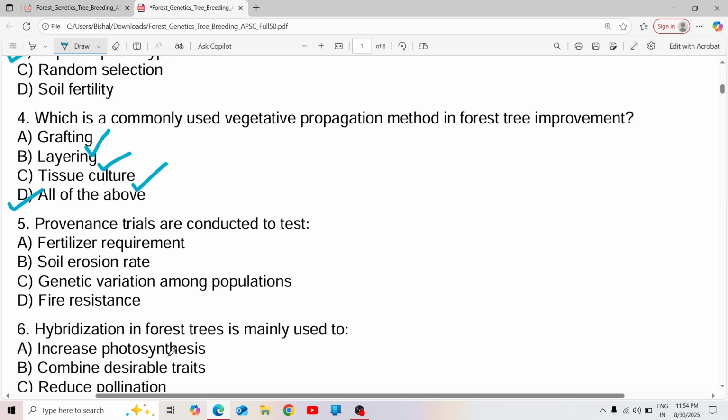Question number 5. Provenance trials are conducted to test option A, fertilizer requirement, soil erosion rate, genetic variations among populations, and option D, fire resistance. So provenance trials are conducted to test genetic variations among populations. So option C is correct.